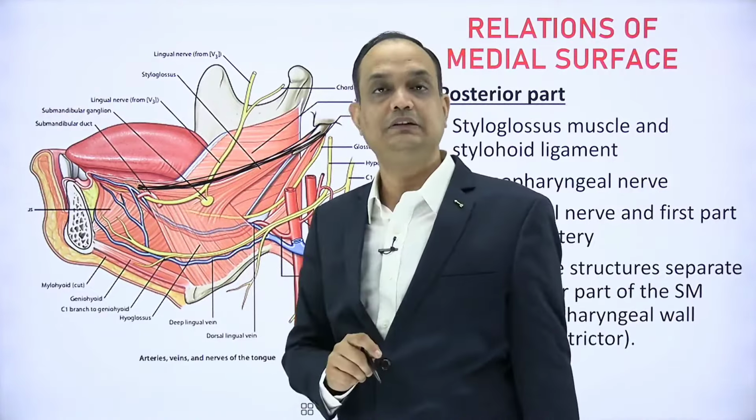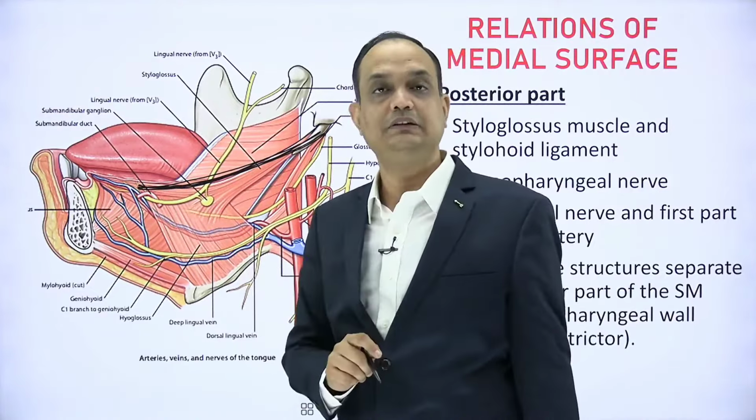Now below the lingual nerve you will have the suspension of the submandibular ganglion. Below the ganglion, in the lower part, you will find a nerve, and this nerve is known as your 12th cranial nerve or hypoglossal nerve. This hypoglossal nerve runs along with the lingual vein. So you can see the lingual vein is running along with the nerve.